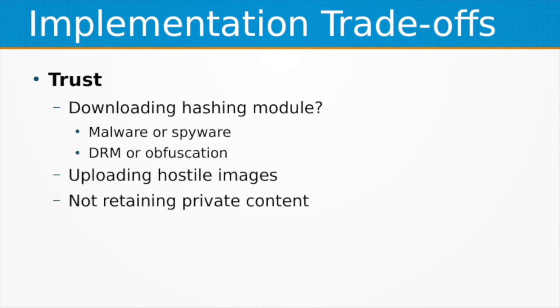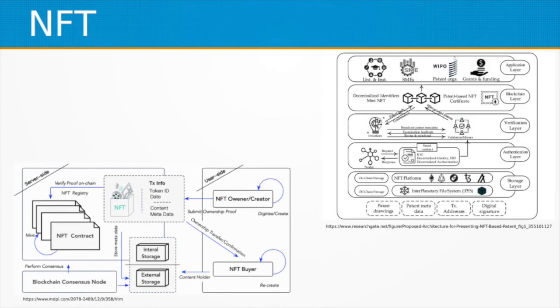This brings up the issue of trust. If I have to download and run a hashing module, then how do I know it doesn't contain a virus or spyware? Will there be requirements for DRM or heavily obfuscated code? If I have to upload content, then the service needs to expect hostile images, such as JPEG files that intentionally crash the JPEG library. And if I have to upload, how do I know that the service won't retain my private content? The applicability to NFT services is very similar.